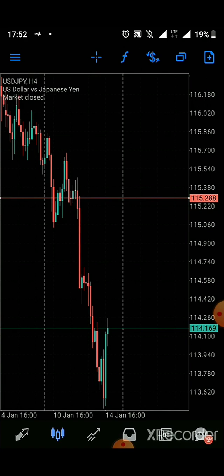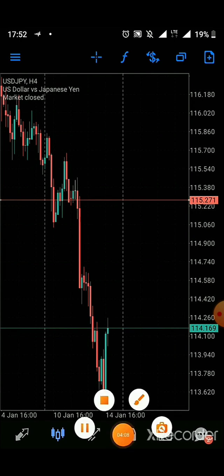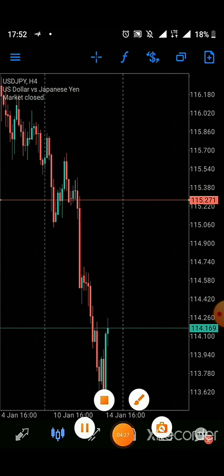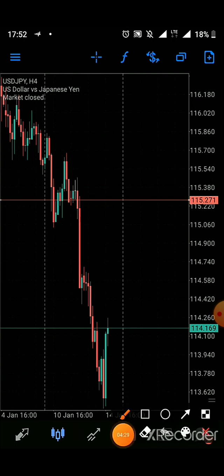Because when you place a buy stop here, a buy stop simply means once the price gets to this point, 115.27, you want to open your position, you want to go long. So immediately price gets to that point, you are going long. But now you are expecting a rebound at this point. So what you want to place is a buy stop limit.